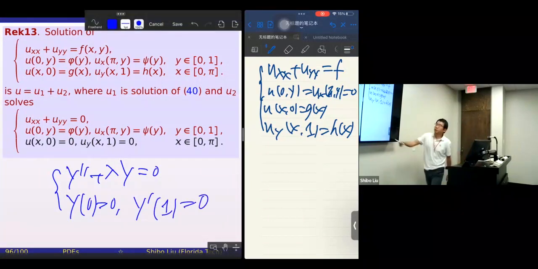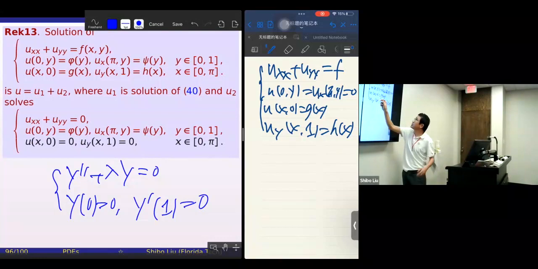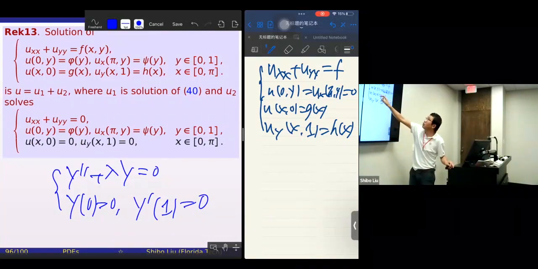Okay? To solve this problem, to get U2, you need to work with the eigenvalue problem for y. The reason is that at y equal to 0 and y equal to 1, we have a homogeneous boundary condition. But for this problem, the one we just solved, we need to work with the eigenvalue problem for x, because for x, only at x equal to 0 and x equal to pi, we have a homogeneous boundary condition. To make the eigenvalue problem, we always need homogeneous boundary conditions.